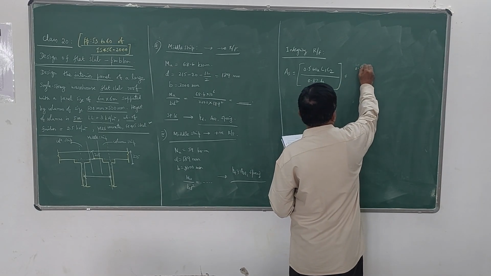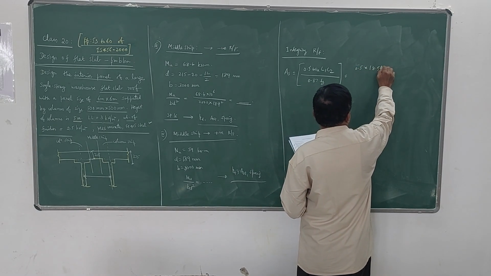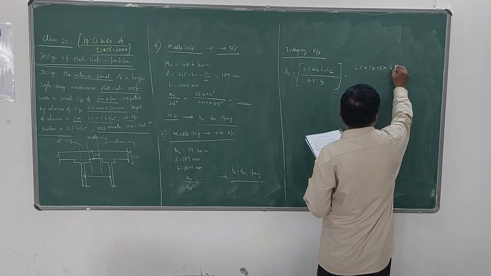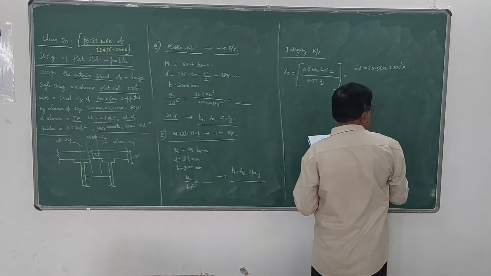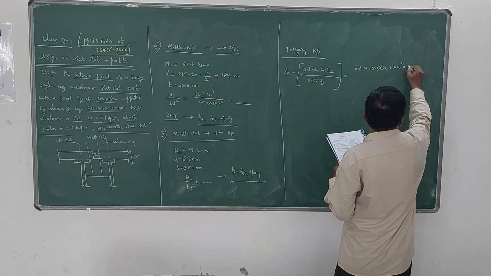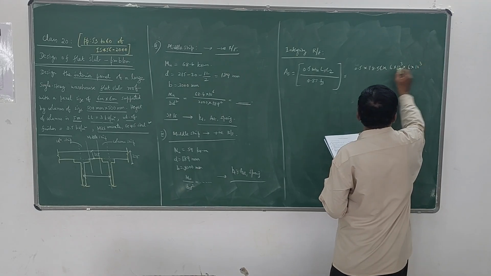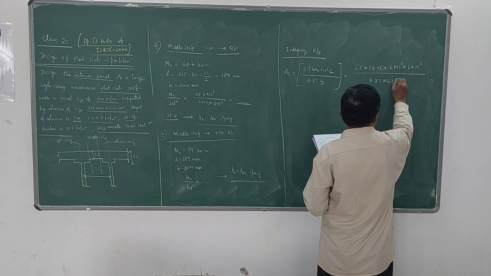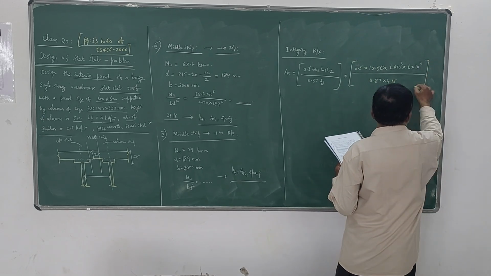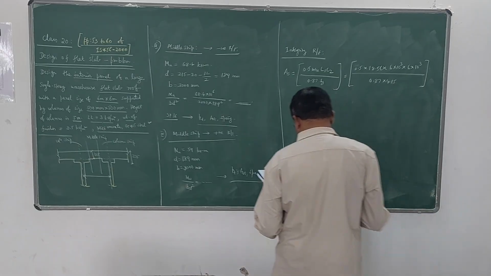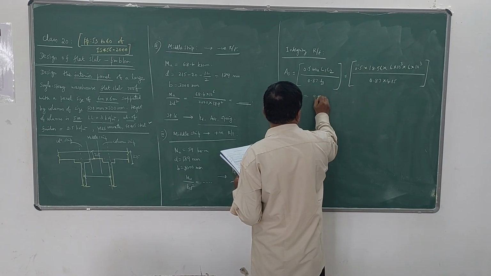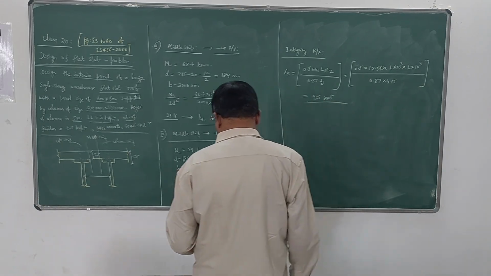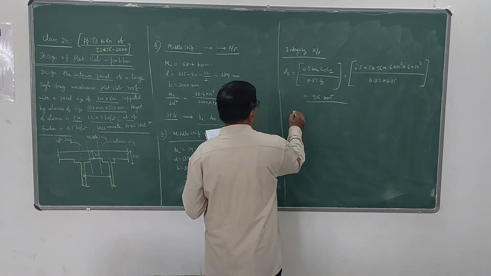In this case, 0.5 into WU is 18.56, which they have calculated earlier. L1 and L2 are equal here, 6 into 10 power 3, that is 6 meter span. In millimeters it is into 10 power 3. L2 is also the same, divided by 0.87 into 400. Fy is 400. So this is the reinforcement required. We are going to get 925 millimeter square.